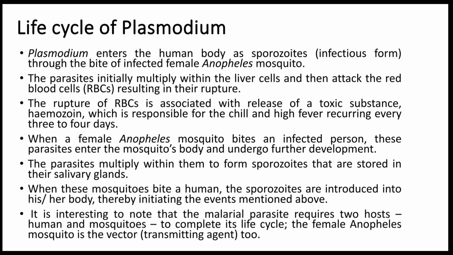When a female Anopheles mosquito bites an infected person, these parasites enter the mosquito's body and undergo further development. The parasites multiply within them to form sporozoites, which are stored in their salivary gland. When these mosquitoes bite a human, sporozoites are introduced into his or her body, thereby initiating the events mentioned above. It is interesting to note that the malarial parasite requires two hosts, human and mosquito, to complete its life cycle. The female Anopheles mosquito is the vector too.